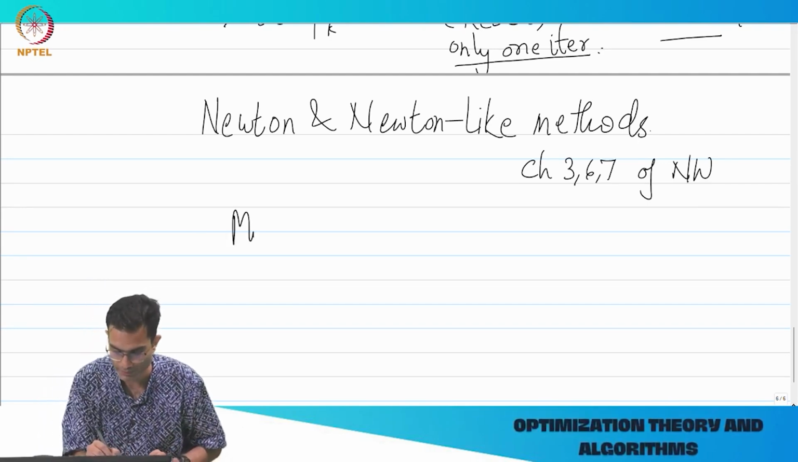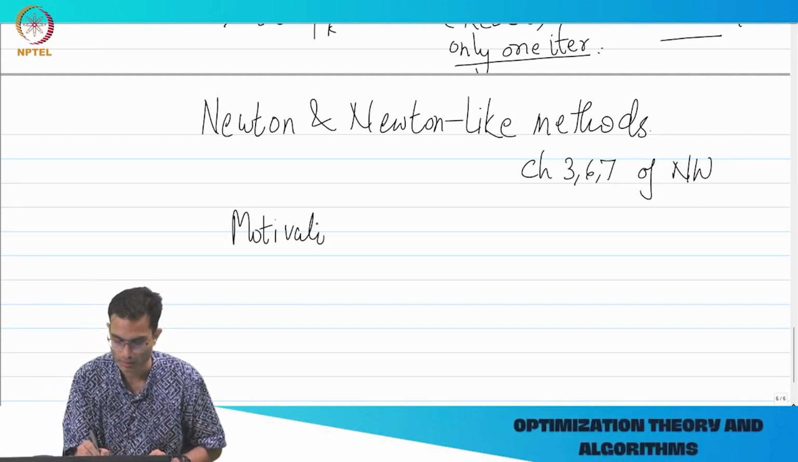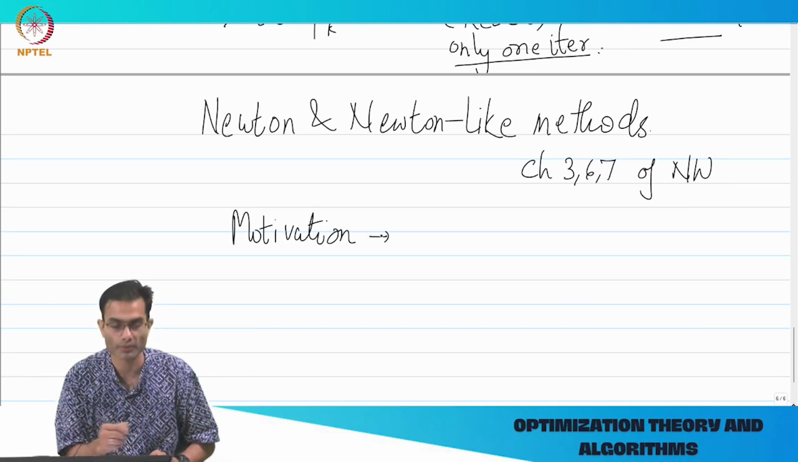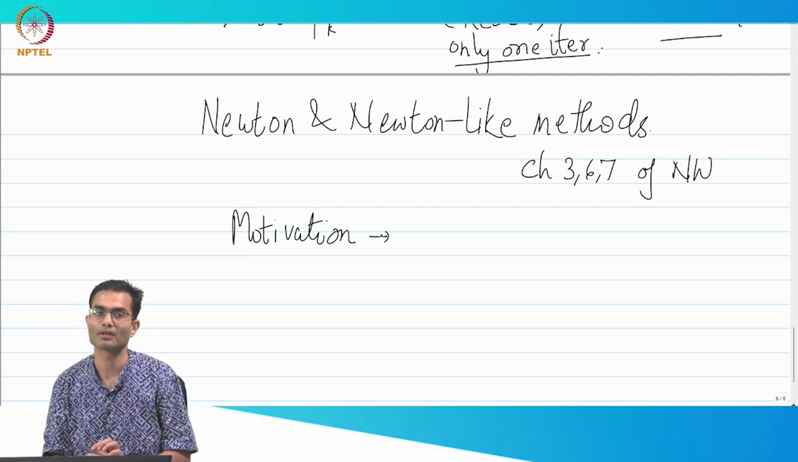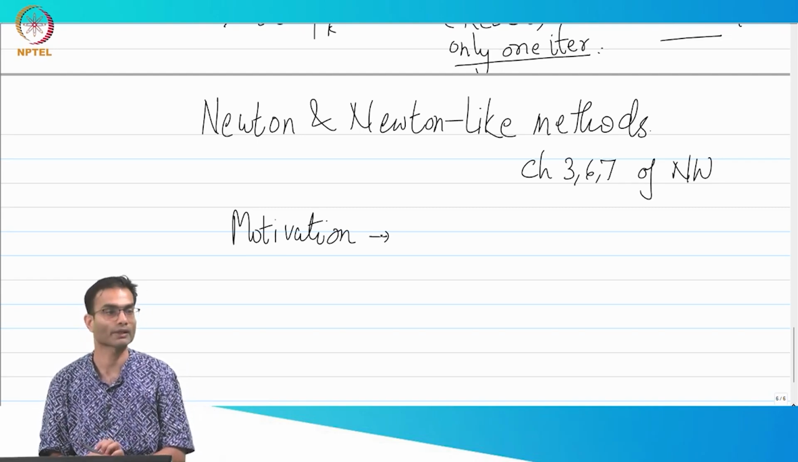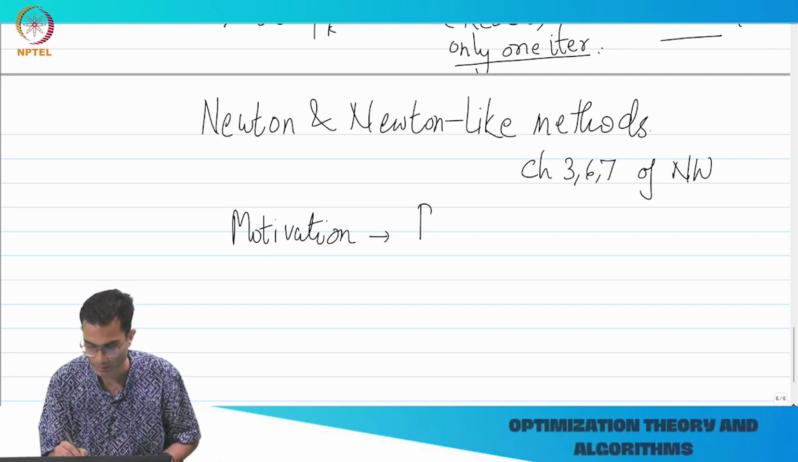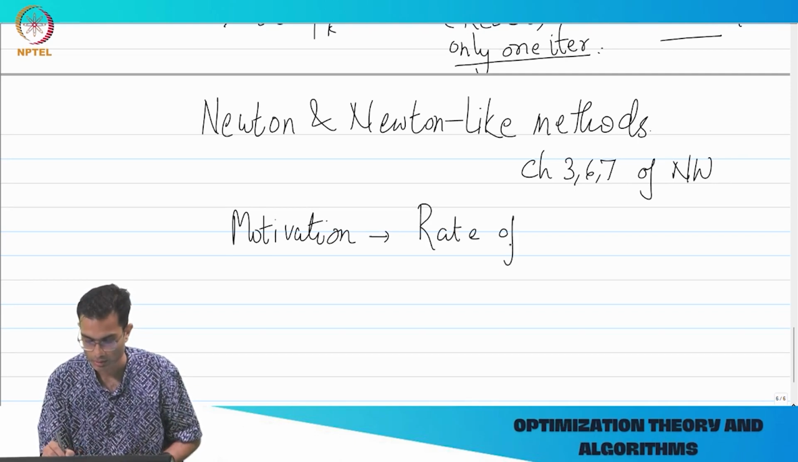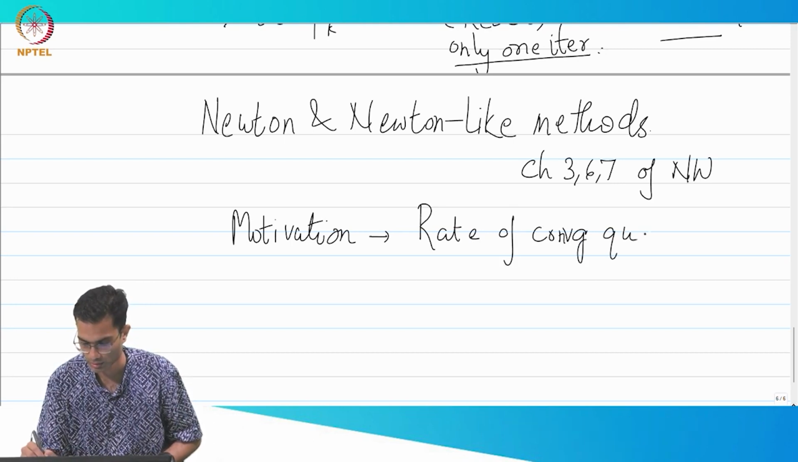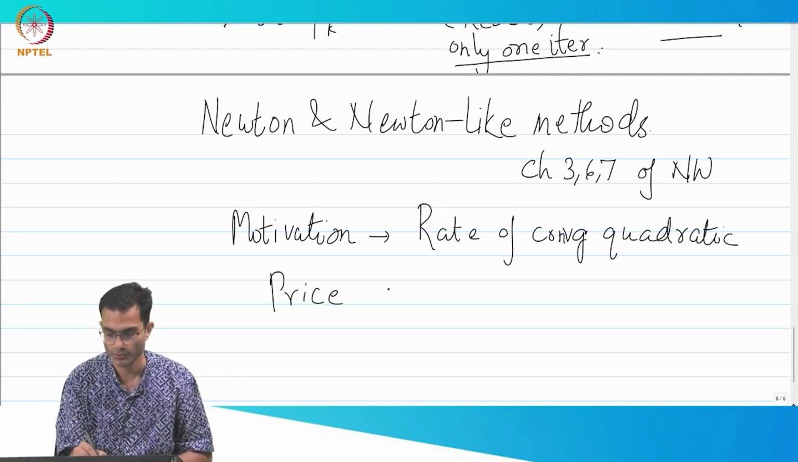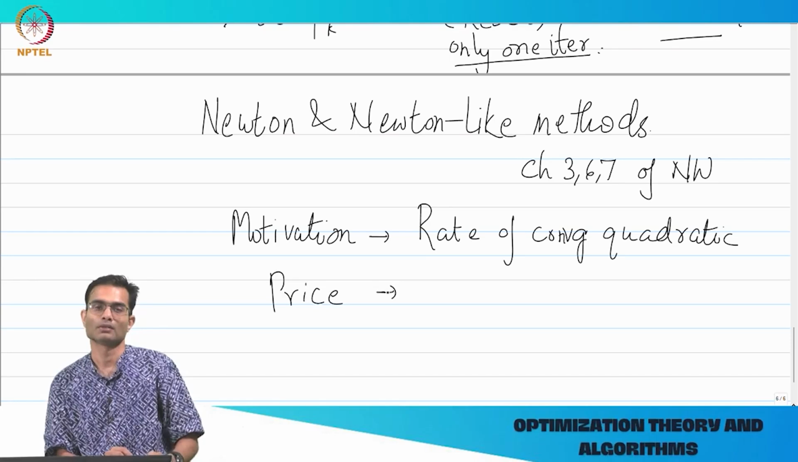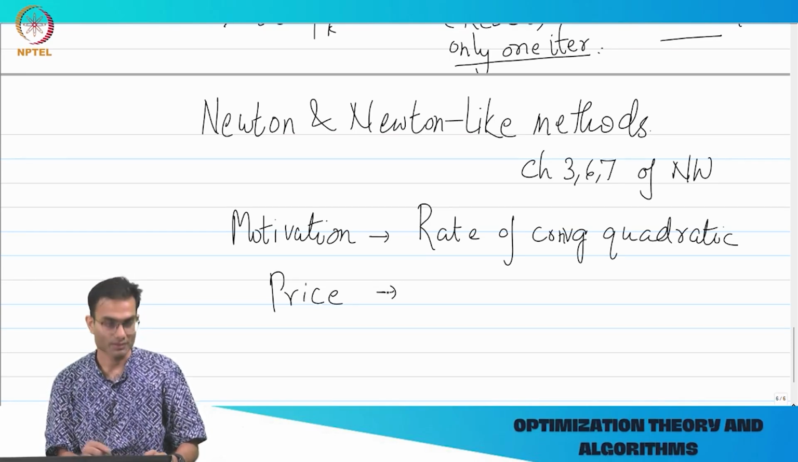So what was the motivation to go towards Newton methods? Rate of convergence was quadratic, not linear. And there's no free lunch. What is the price? Compute Hessians.